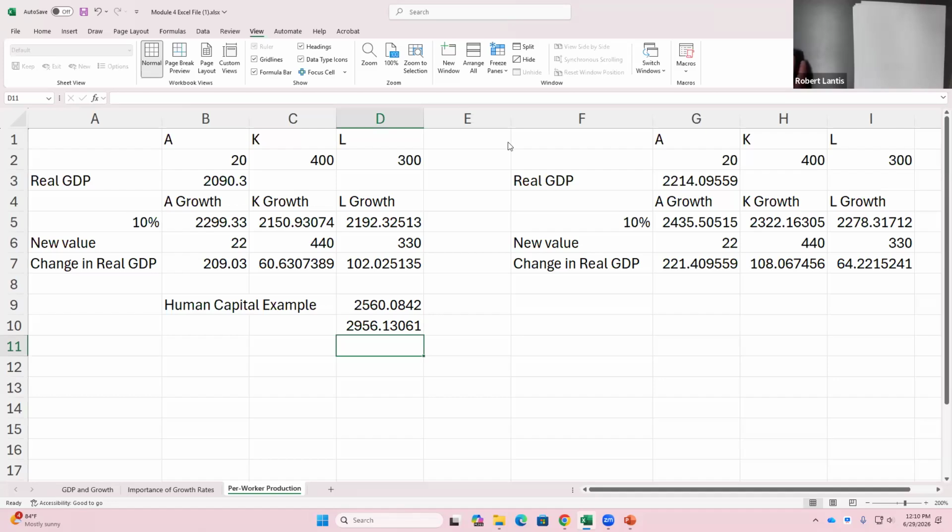So what is the difference between labor and human capital? If you want to think about this, labor is like the number of workers. Human capital is essentially the education level or skill level of those workers. Yes. So what you said is a good way of saying it.